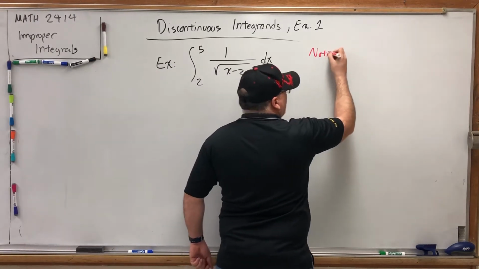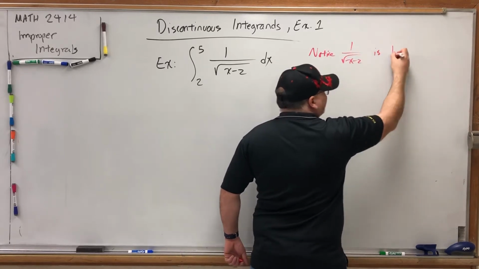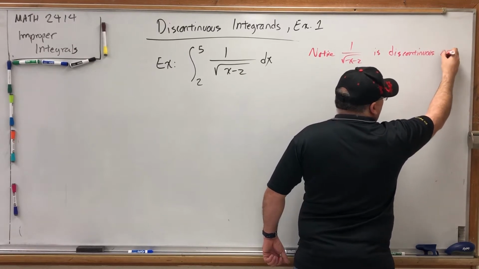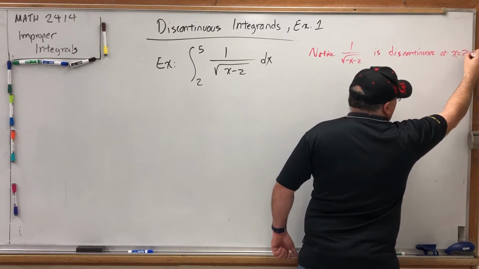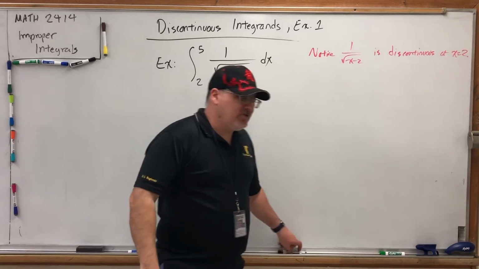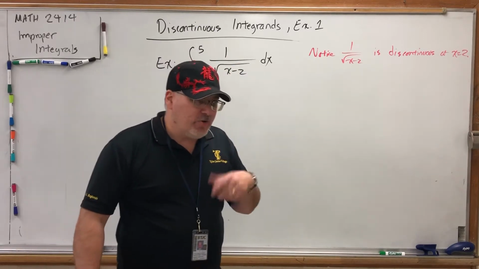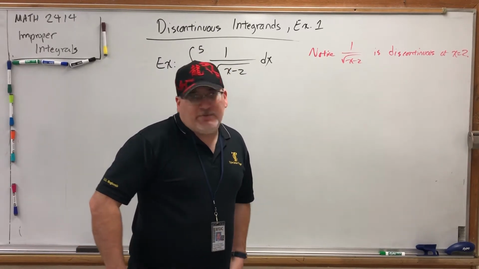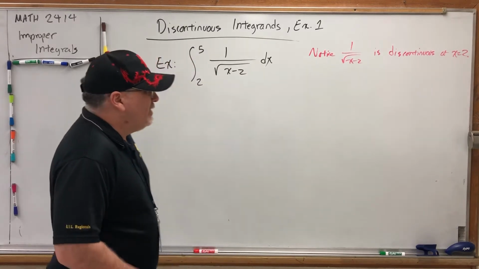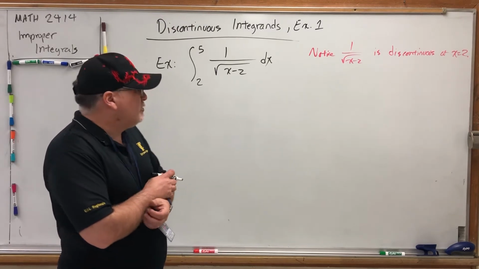Notice, 1 over the square root of x minus 2 is discontinuous at x equals 2. It makes the denominator 0. And by the way, making a denominator 0 doesn't make you have a vertical asymptote. It's when your denominator is 0 and your numerator isn't. Or if it makes both of them equal to 0, then you factor, cancel, and try again. But if a number makes the bottom equal to 0 but not the top, then you get a vertical asymptote.